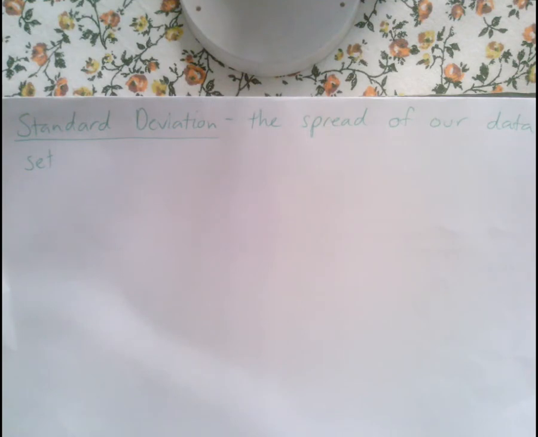The analysis is going to include a graph with a line of best fit, taking a look at the R-squared value to see how well the data fits our line, and then the standard deviation. The standard deviation is going to tell us how spread out our data set is. We're going to look at what it means, and then take a quick look at an example.